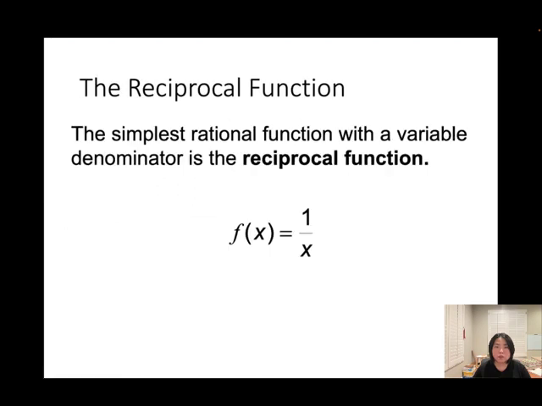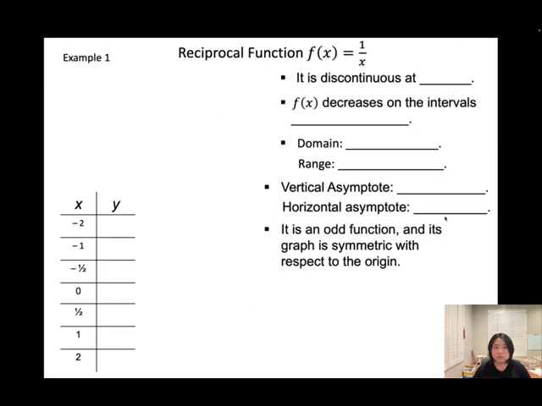The reciprocal function. The simplest rational function with a variable denominator is the reciprocal function. So now I want you to try to plug in the points into f of x, find out what the y is here, and then try to sketch this graph. Once you're done, fill in this information.